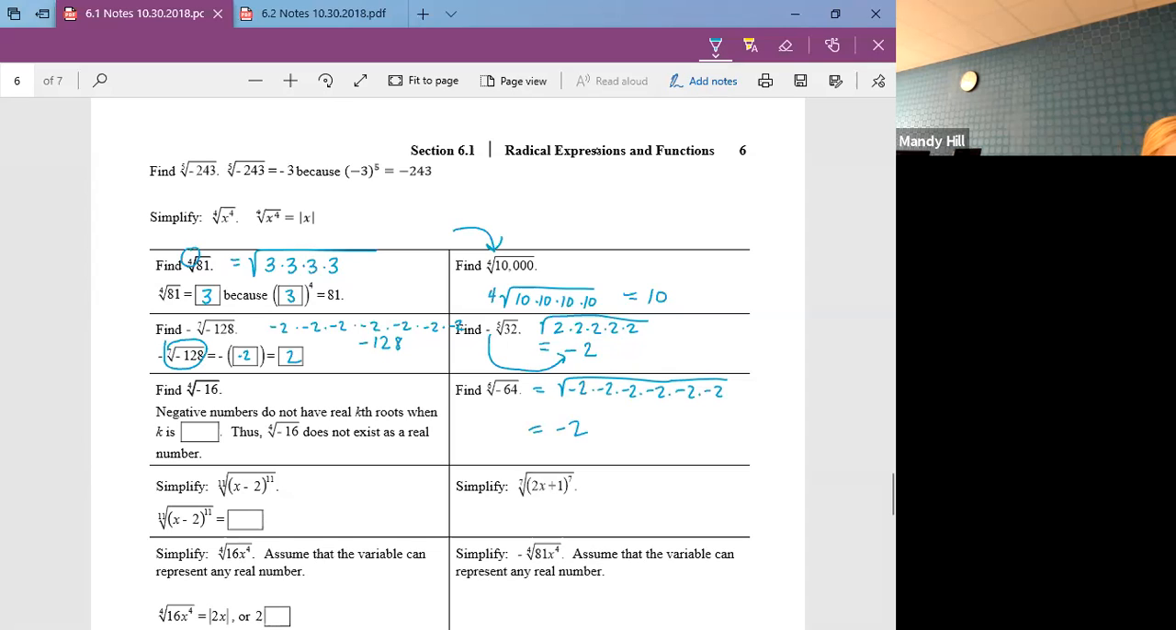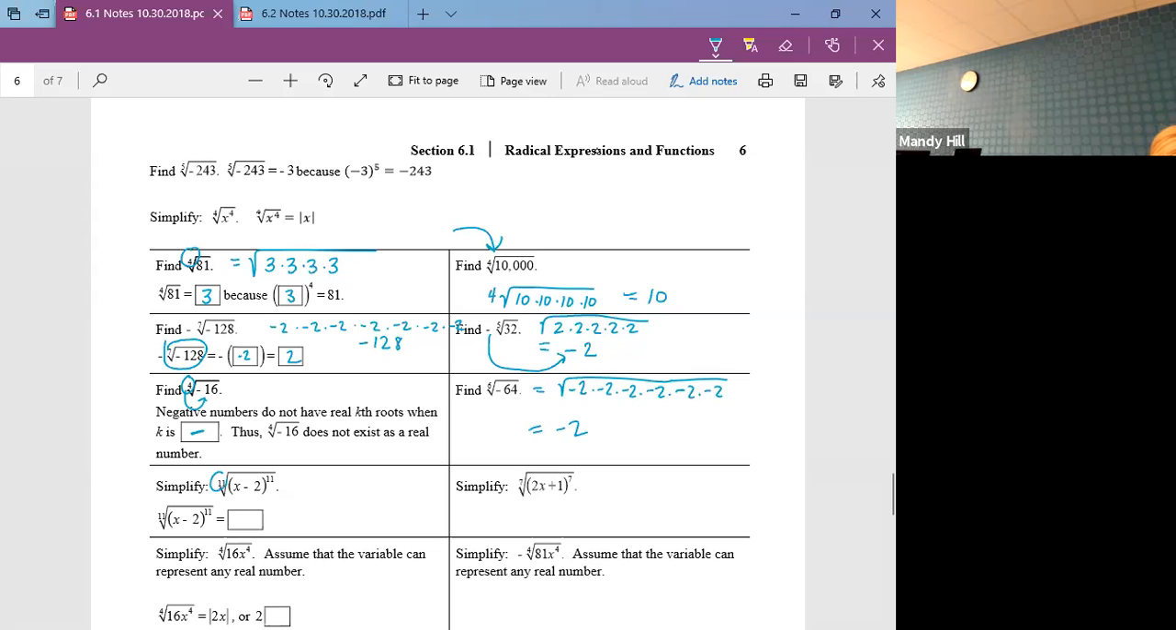Negative numbers do not have real even roots. Thus, the 4th root of negative 16 does not exist as a real number. This is one of those examples where if the index is even, then this should not be negative underneath here. It's not going to work out.